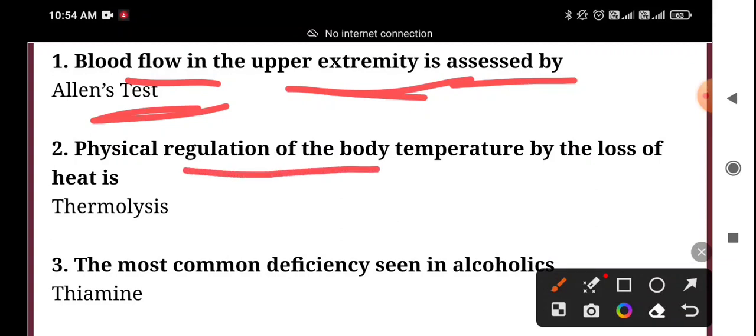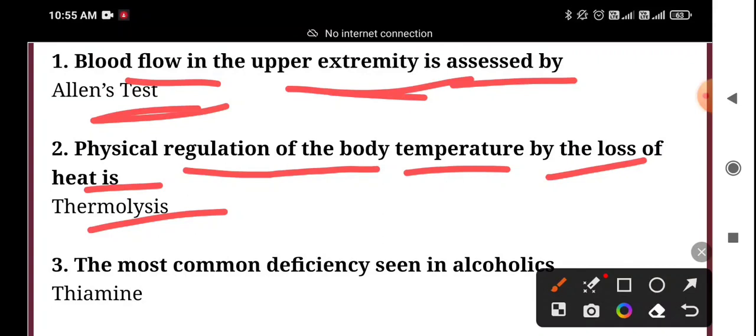So next question. Physical regulation of body temperature by the loss of heat is thermolysis. It's called thermolysis.